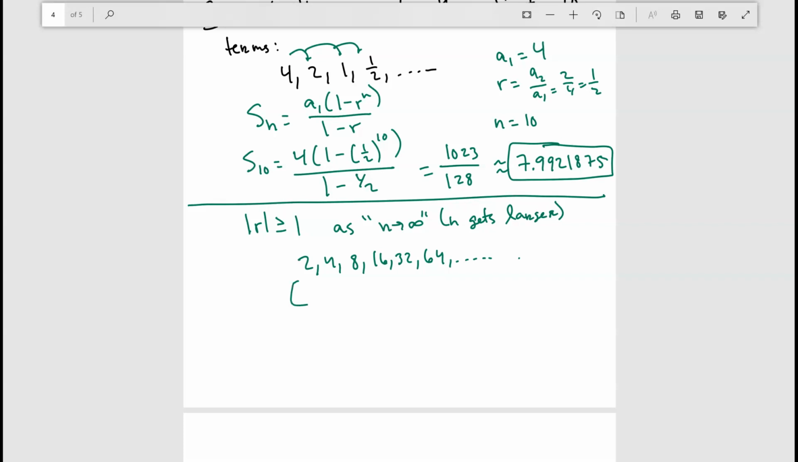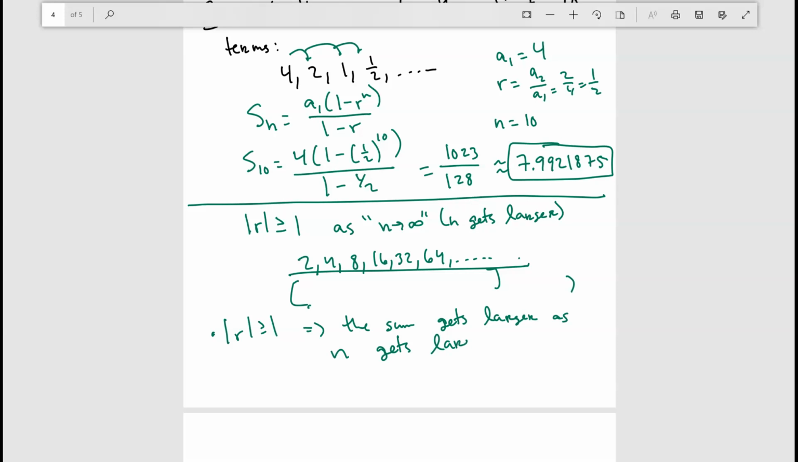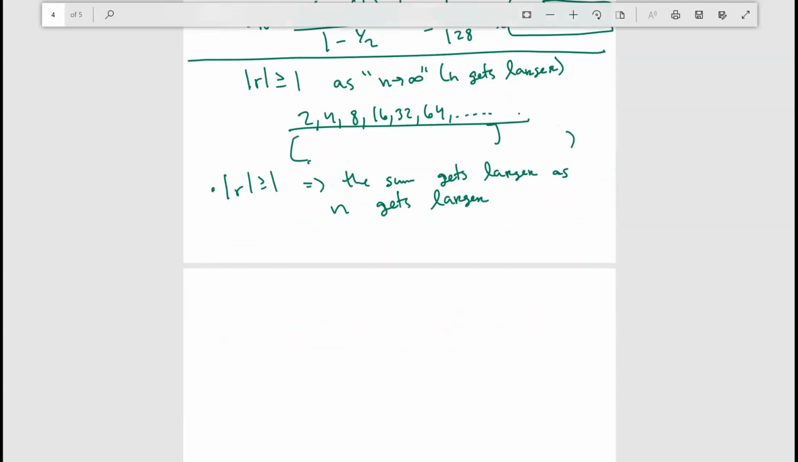So if I add the first 20 terms and then I add the first 100 terms, you can imagine that the sum is just going to get bigger. So when we have r greater than or equal to 1, when r is something that's greater than 1, the sum gets larger as n gets larger. Okay, so the sum is going to get larger and larger and larger as n gets larger.